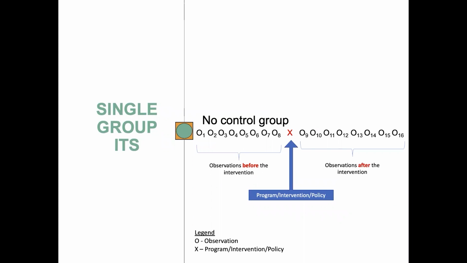And for both types of interrupted time series, we need to have two segments. We'll need observations before the intervention and observations after the intervention. If you remember from the previous video, we said we need a minimum of 8 time points or observations before and 8 time points after. So you'll need a minimum of 16 time points in order to run an interrupted time series analysis.